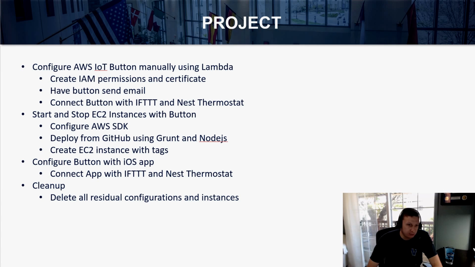For the second part, I'll be modifying the first part a little bit, and I'll have it connect into my AWS account again, but this time I'll have an EC2 instance running, and I'll be able to use the button to stop and start that instance. So it's pretty neat. You can use Lambda functions and the button to perform actions inside of AWS. And for that, we'll be using a few tools. We'll be using GitHub and Node.js and Grunt, and then you will be using EC2 instances that we have.